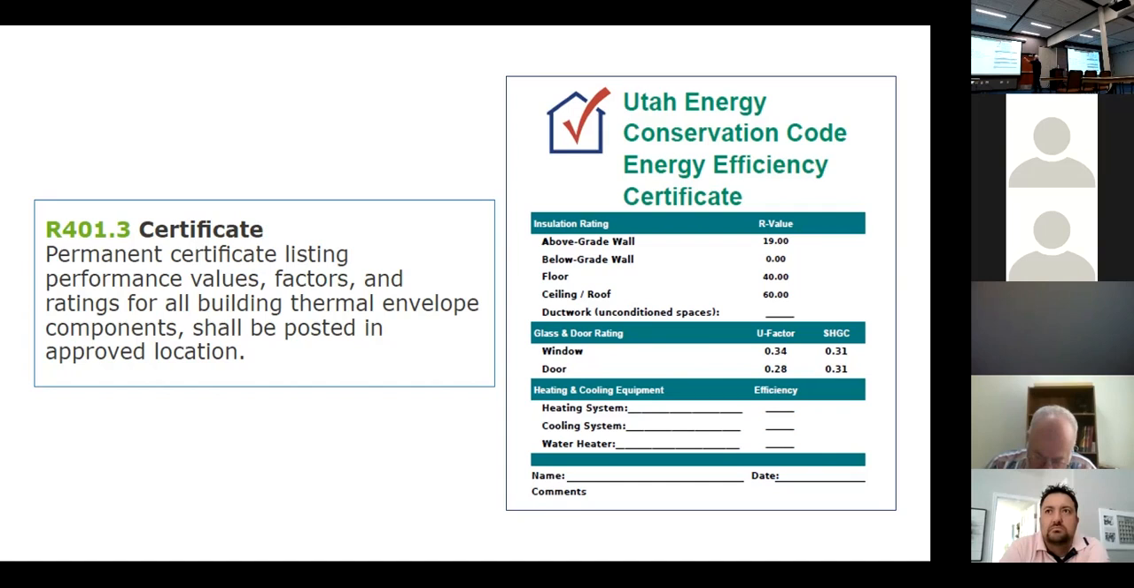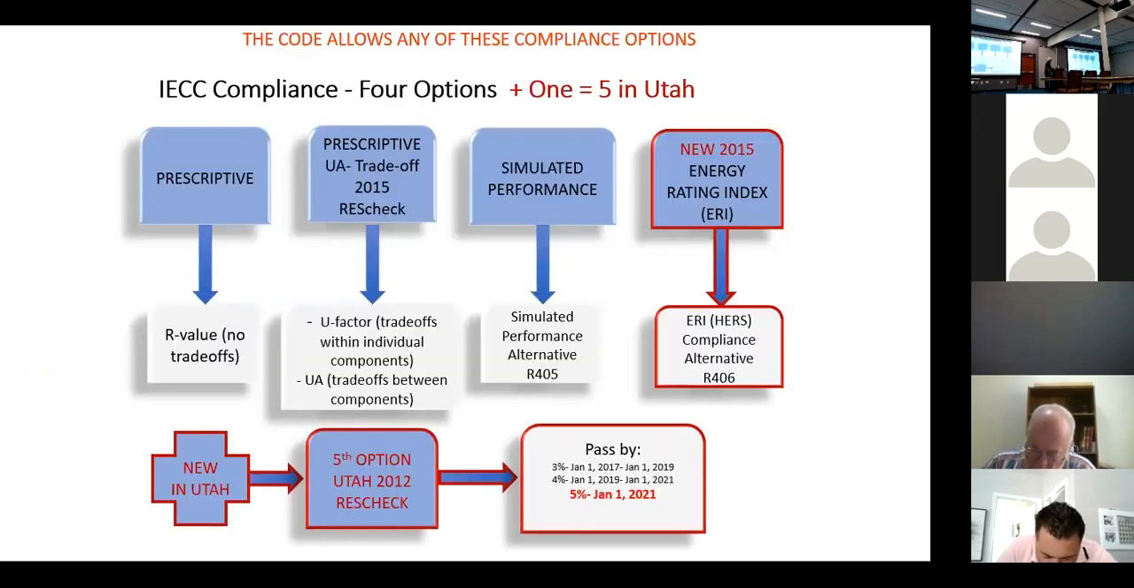When a project is finished, there's supposed to be a certificate posted someplace. It used to say in the electrical panel. It now says someplace that's conspicuous around the panel or in a mechanical room that identifies how the house was built. Here are our options. The first one is a prescriptive table.